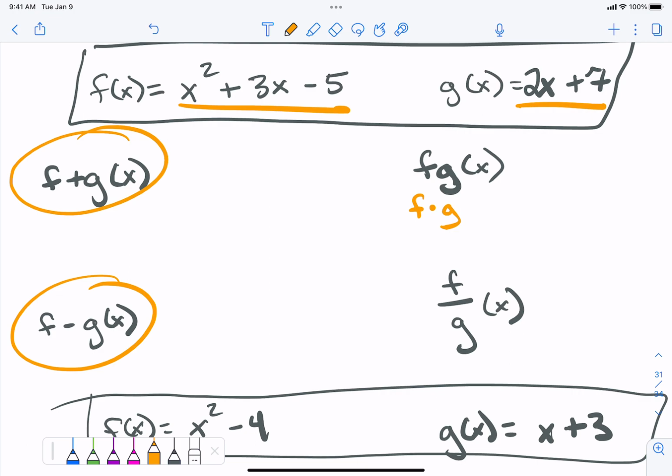This is the first set of questions that I have for the review on whiteboards. You have your f function, your g function. I want you to add, subtract, multiply, divide. I said for multiplication, if I write it fg or f times g, those both mean the same thing. So be prepared for that.